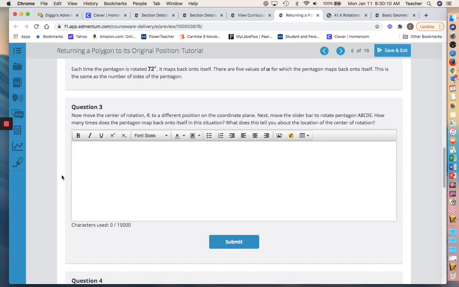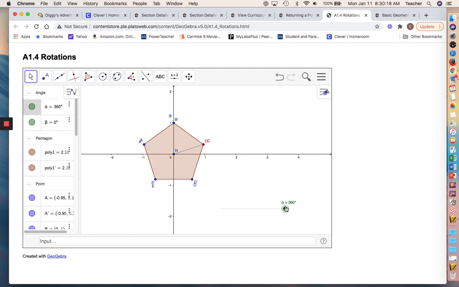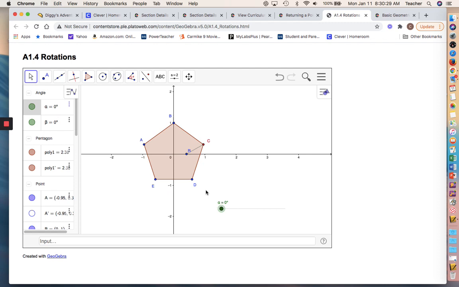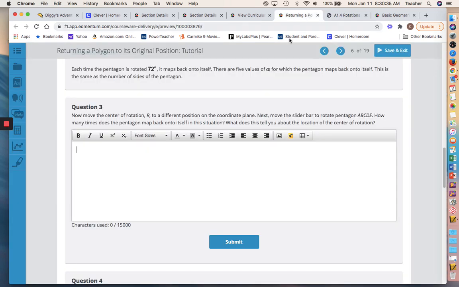All right, let's see number 3. Now move the center of rotation R to a different position on the coordinate plane. All right, let me do that. So you know what, I'm going to go back to the original. So I'm going to click move. I'll move R. Okay, so it rotates around that. So I'll move it out to 2. Let's make it interesting. All right, so I'm going to move it out to 2.